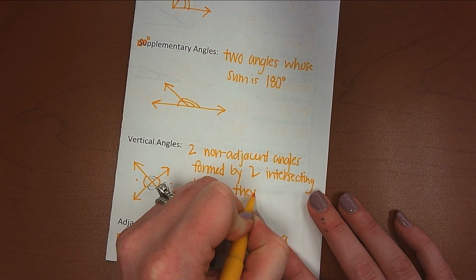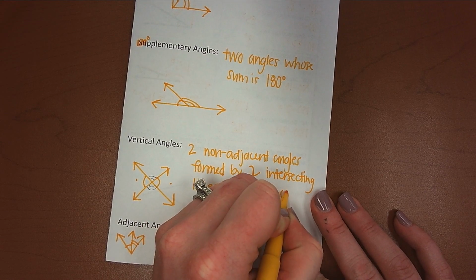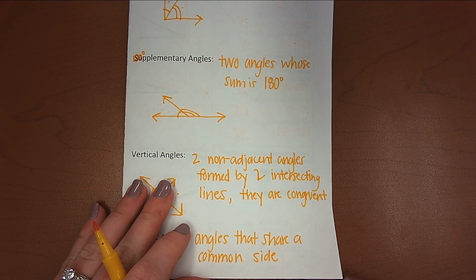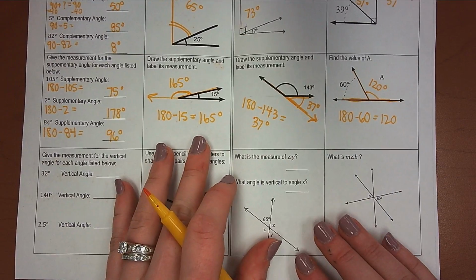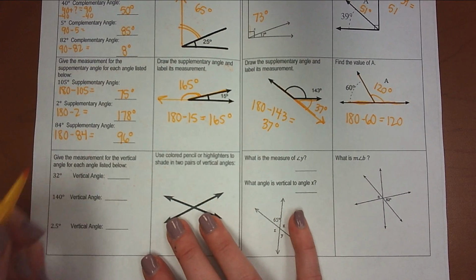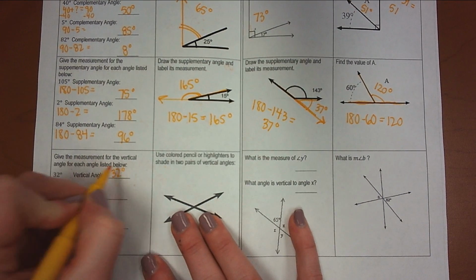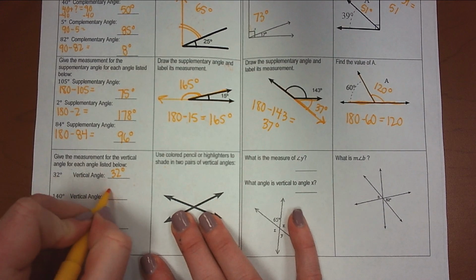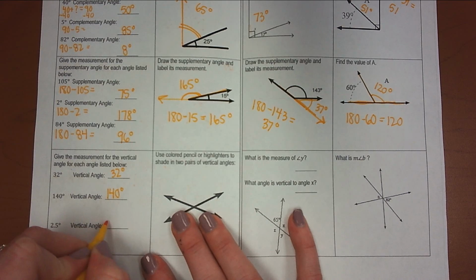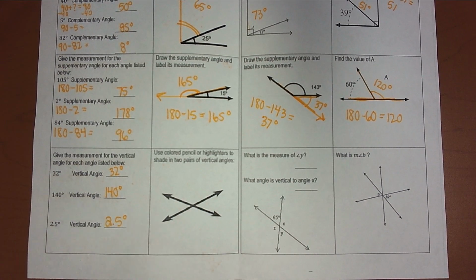They are congruent. And when I say congruent, I just mean they're the same. They're equal to one another. Their measurements are the same. And so anytime we have vertical angles, if one is 32, the other is also 32. If one is 140, the other is also 140 degrees. If one is 2 5/10 degrees, the other vertical angle is 2 5/10 degrees. They're always opposite of one another when two lines intersect, and they always have the same measurement.